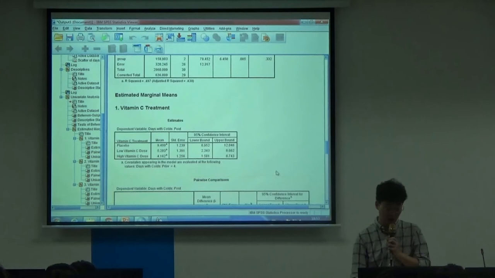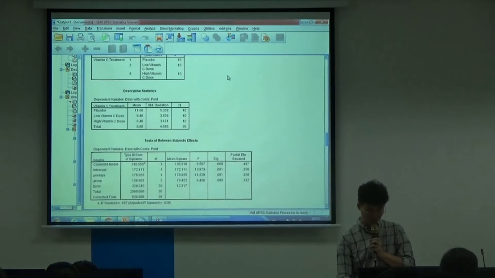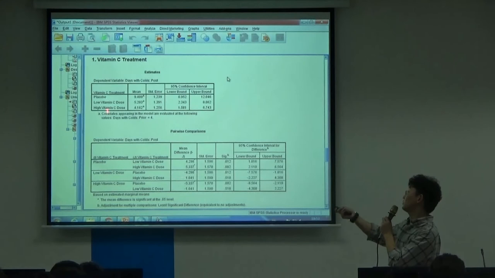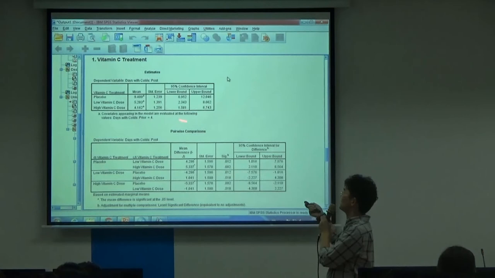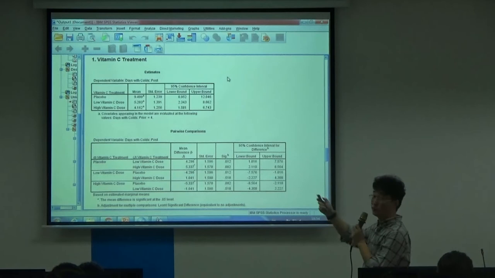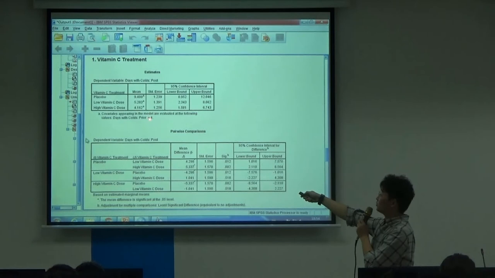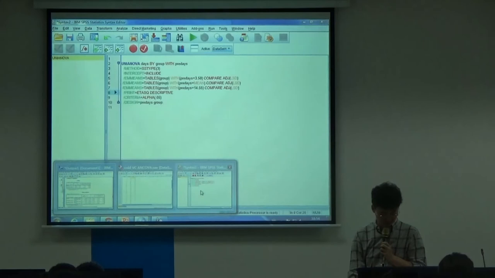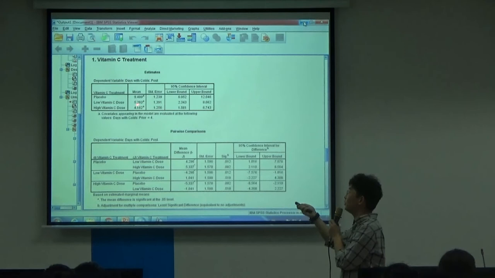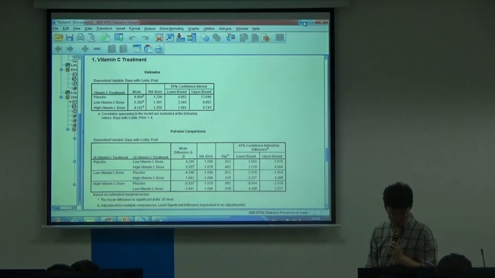So let's look at the results in SPSS. For the first table, pay attention here. Under estimates, you'll see the note: covariates appearing in the model are evaluated at the following value, days with calls prior equals 4. The value is actually 3.50, one standard deviation below the mean. SPSS cannot print 3.5, so it can only show 4. But the results are actually at 3.5. It's kind of confusing, but this is what the software is doing.